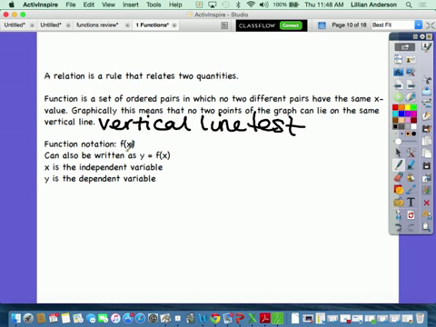So we're going to look at a few examples. We're going to figure out which relations are functions, and then we're going to look at function notation, things like that. This stuff should be familiar. You've seen this before? Yes? Okay, cool.